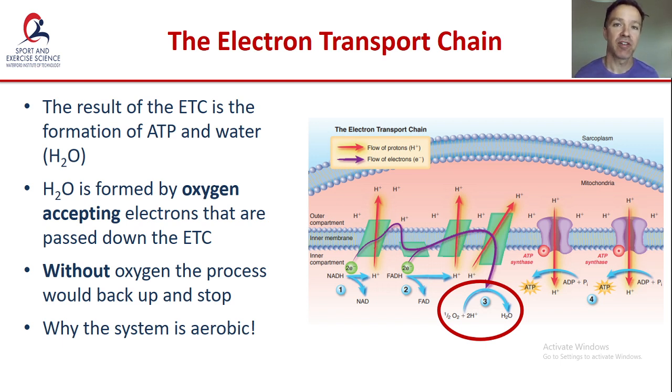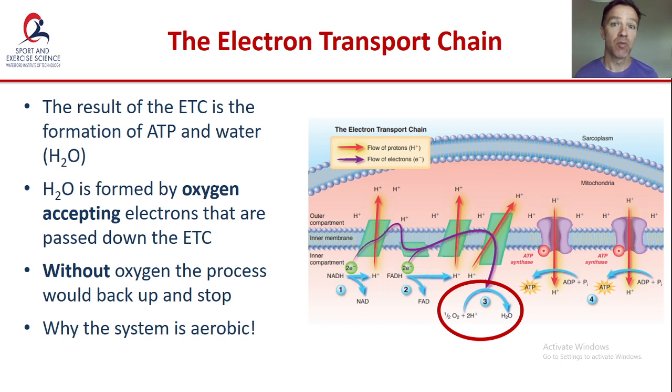So the delivery of oxygen to the mitochondria here is critical in order for this energy system to work. Without oxygen, the process would back up and stop, and that's why this system is considered an aerobic system. That's also why people with a high VO2 max are able to perform better, because they have a higher capacity to deliver oxygen to the working muscles, and because of that, they've got a higher capacity to run things through the electron transport chain.